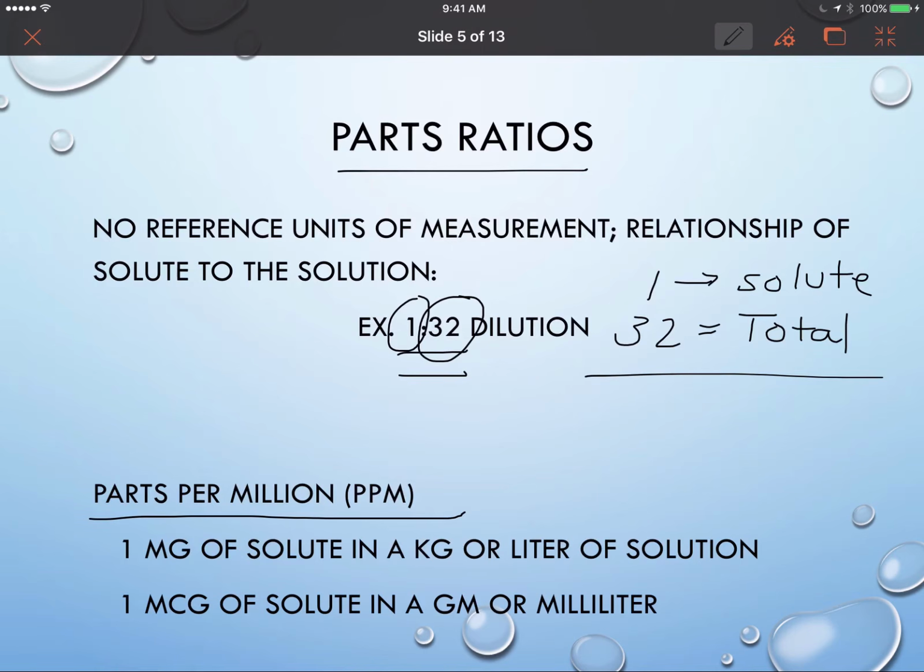Parts per million down here is another type of parts ratio. 1 part per million is the same thing as saying there's 1 milligram of solute in a kilogram or a liter of solution. So that means there's 1 milligram of solute in a million parts. So there are a million milligrams in 1 kilogram. By the same token, 1 part per million would mean that 1 microgram of solute is in 1 gram or 1 milliliter of solution.